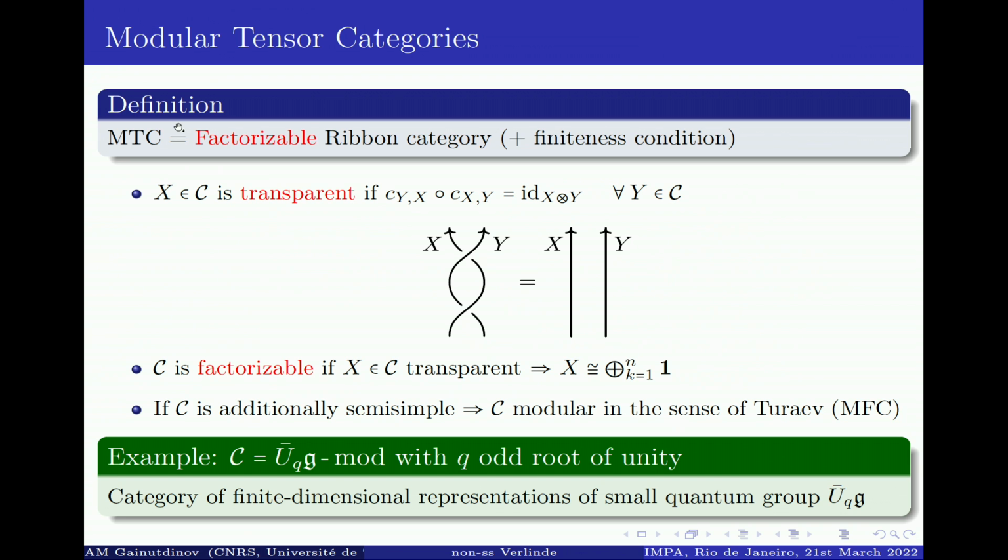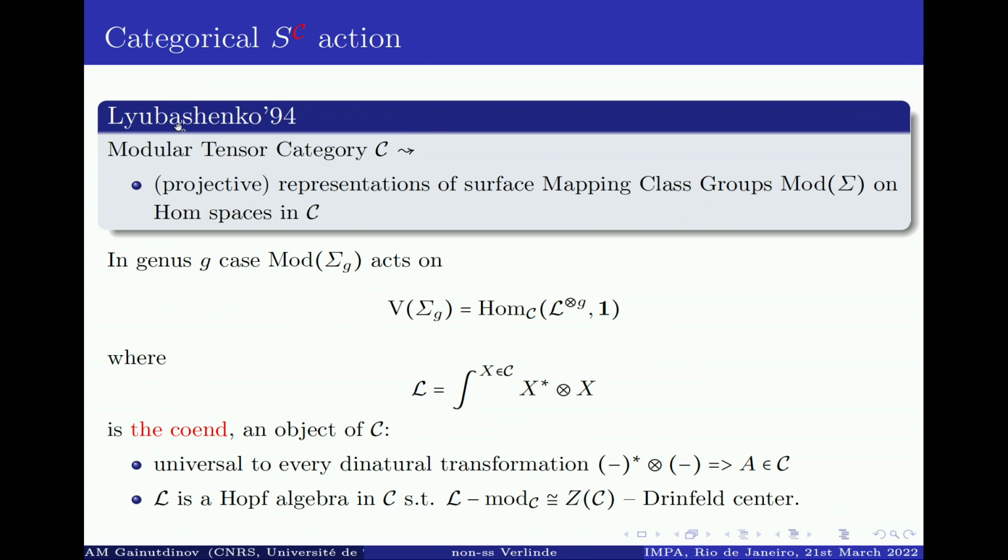There are many examples of modular tensor categories. From a representation theory point of view, the famous ones are the so-called small quantum groups at an odd-order root of unity. They produce examples of such modular tensor categories. In 1994, Lyubashenko introduced this notion of modular tensor categories, but for him it was also a gadget that produced a family of mapping class group representations.